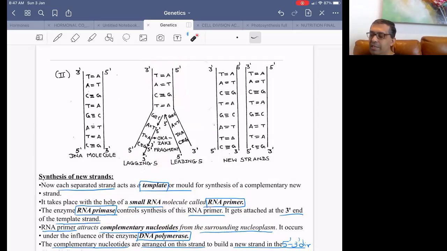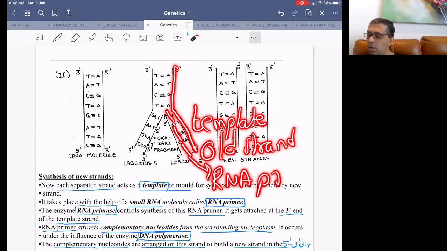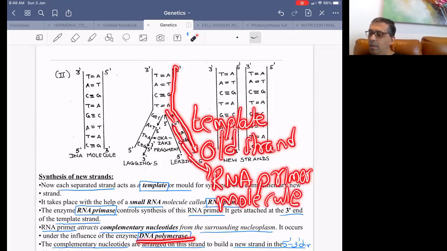So once again, this is the template. This is the template, or the old strand. बीच में क्या बन गया? आरएनए प्राइमर मॉलिक्यूल. RNA primer molecule. And then DNA polymerase brings in new nucleotides to construct the new strand. तो ये कौन सा बन गया? New strand.